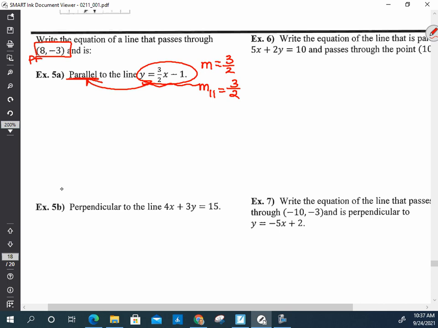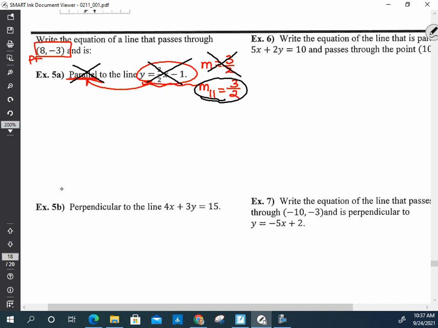We'll do another example for perpendicular. Once we have the parallel slope, then we no longer need the equation. We no longer need the slope that we had to start, and we no longer need to know parallel. We have everything that we need to solve this problem.